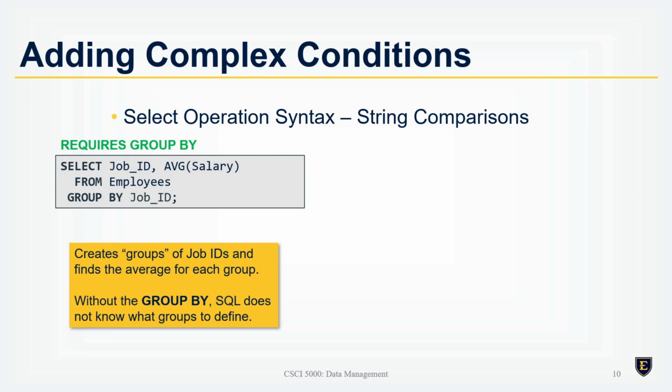So let's take a look at this particular group by. This is kind of using a string comparison by grouping the job IDs together. Every time it sees the same job ID, it's going to include that value for salary in an average. So it creates groups of job IDs and then finds the average of each of those groups. Without the group by, SQL does not know what groups it should define.